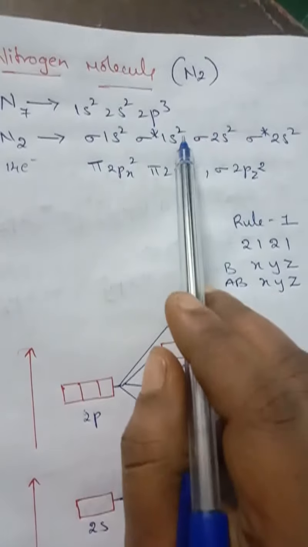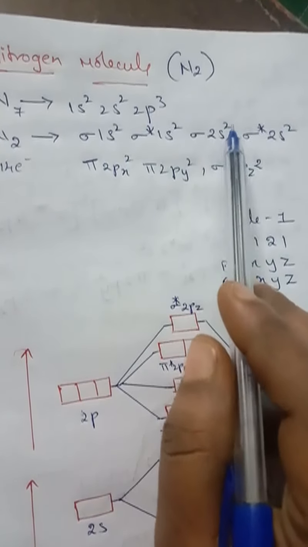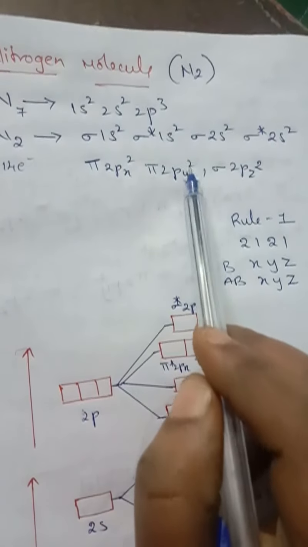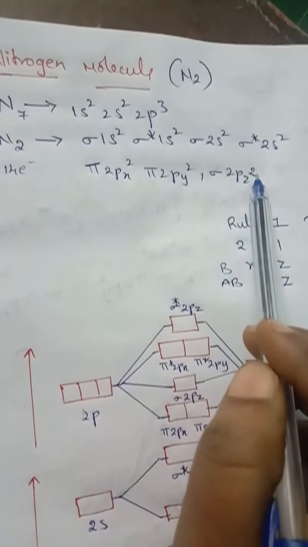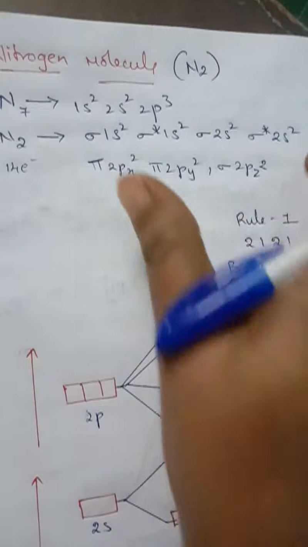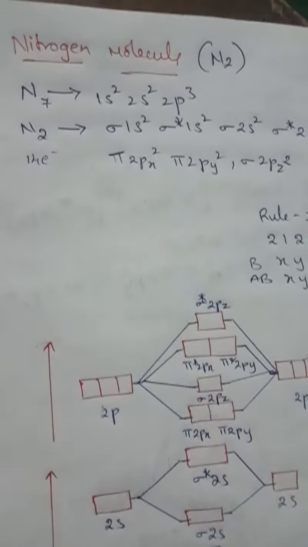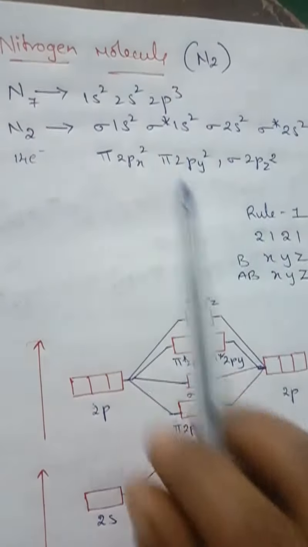See, 2 plus 2 is 4, 4 plus 2 is 6, 6 plus 2 is 8, 8 plus 2 is 10, 10 plus 2 is 12, 12 plus 2 is 14. So we have distributed 14 electrons in these molecular orbitals, isn't it? So a total of 14 electrons are arranged here.